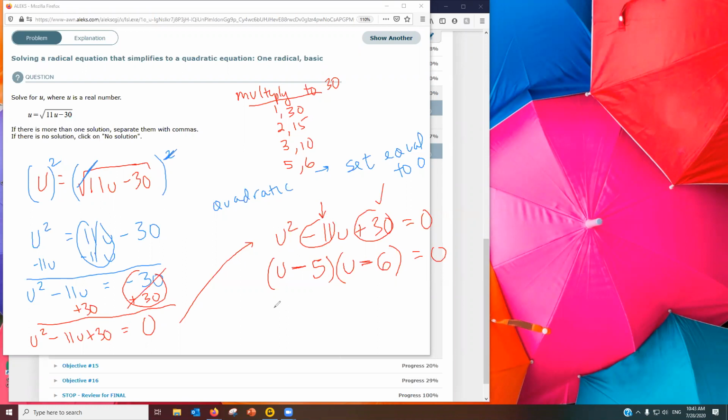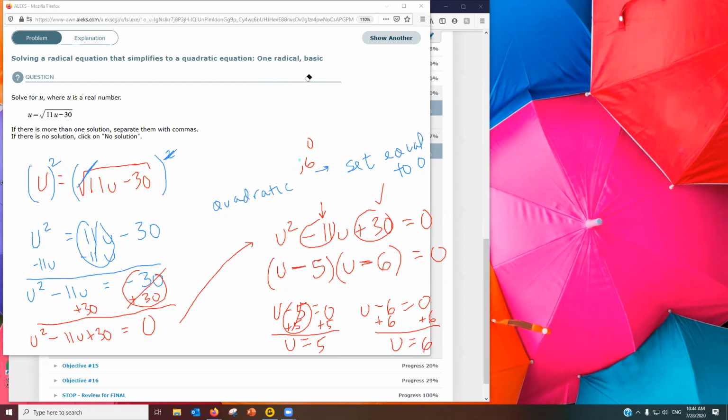All right, then you remember you set each one of these parentheses separately equal to 0. So over here, I'm going to add 5 to both sides. That's going to get me u equals 5. And over here, I'm going to add 6 to both sides. That's going to get me u equals 6. You might remember when you solve quadratic equations, it's very common to end up with two solutions here. All right, but I'm not done yet because I have to check my solutions here. I can't just assume that u equals 5 and u equals 6 are both valid.